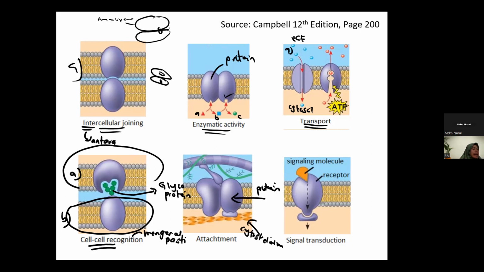Okay? And last one, some protein serve as signal transduction. Function to change signal, mengubah satu-satu signal. Contohnya, ini adalah protein receptor. Ini adalah signaling molecule, contohnya hormon. Bila hormon bind dekat protein dekat kita punya uterus, kalau hormon progesteron contohnya, dia bind dekat protein dekat membrane of kita punya uterus, dia akan menghasilkan tindak balas. Uterus kita pun menebal. Faham? Macam tu lah.